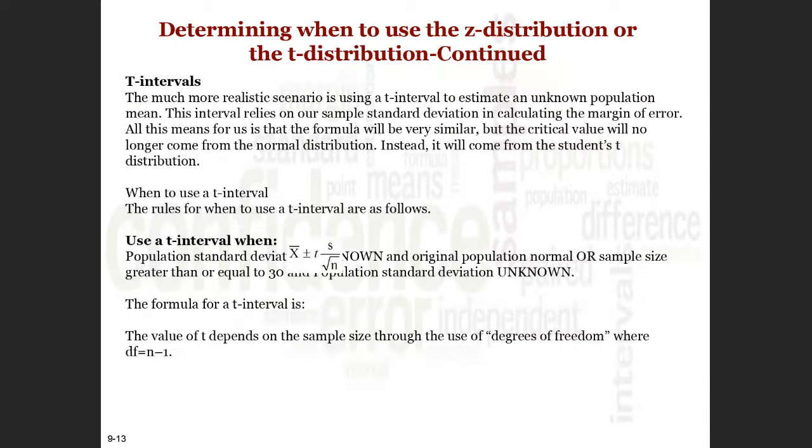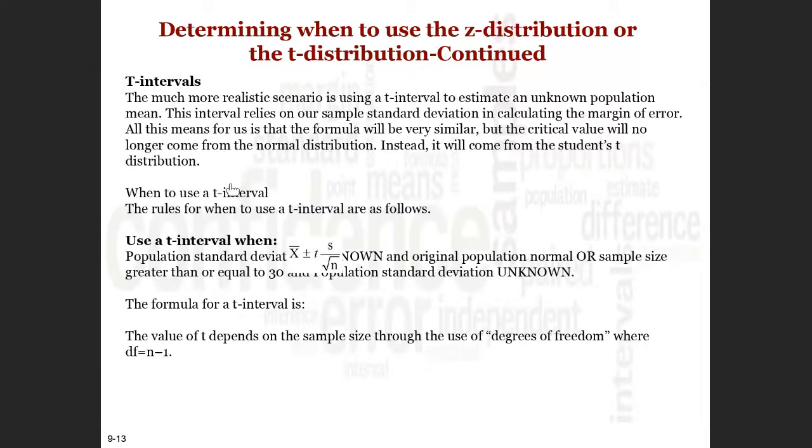So the t-intervals. The much more realistic scenario is using a t-interval to estimate an unknown population mean. This interval relies on the sample standard deviation in calculating the margin of error. And all this means is that the formula will be very similar, but the critical value will no longer come from the normal distribution. Instead, it will come from the student's t-distribution. It's called the student's t-distribution. I don't know what the history of that is.